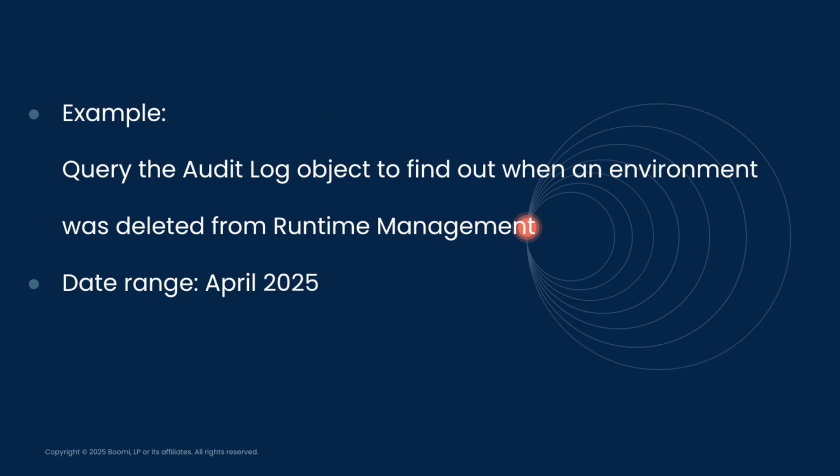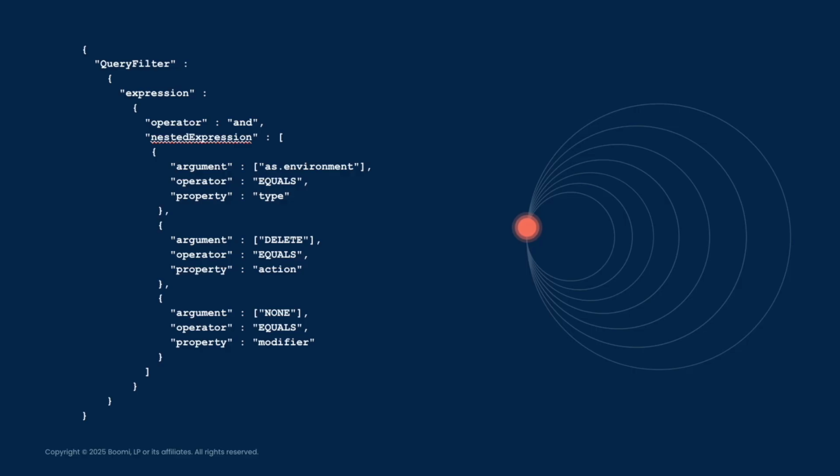Let's say that we want to find the audit log records showing when an environment was deleted from the runtime management in our Boomi account. We want to narrow that to a specific date range, for example, the month of April in 2025. We would use a nested expression in a JSON query to the audit log object to find records that show when environments were deleted from an account. Here's the JSON for that.